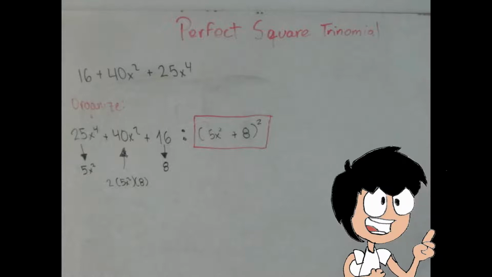Finally, we need to find the square root of the first term and the last term, that are 5x squared and 4. Then we put a parenthesis and finally x squared.